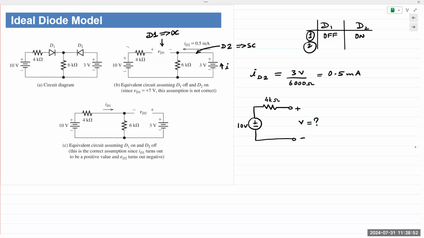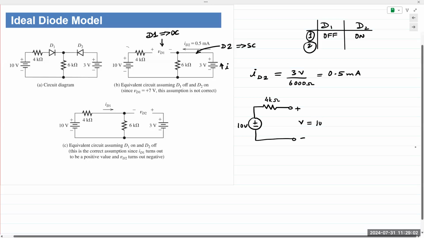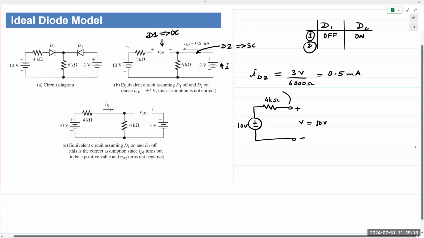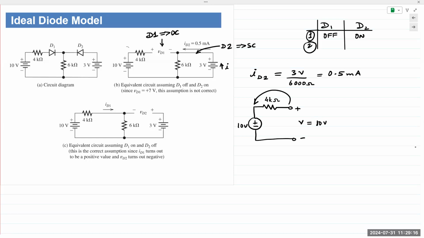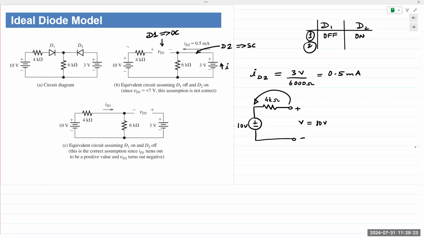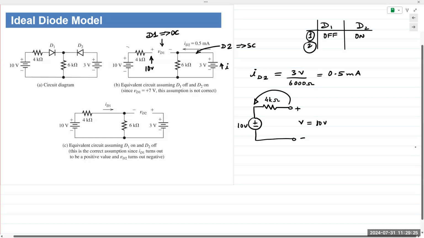Did I hear murmurings of 10? Yes, it is 10. It's an open circuit, meaning current is no longer flowing. If current is no longer flowing, that means the current through 4K resistor is 0. It means both ends of the resistors are the exact same voltage, meaning this terminal has the same voltage as this terminal, 10 volts. If it's 10 volts there, that means this end of the circuit is at 10 volts.